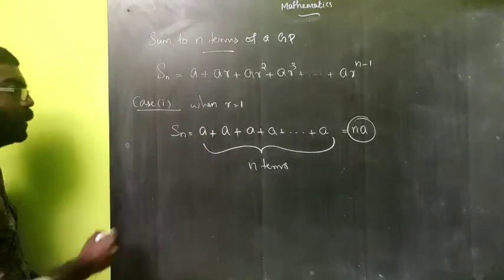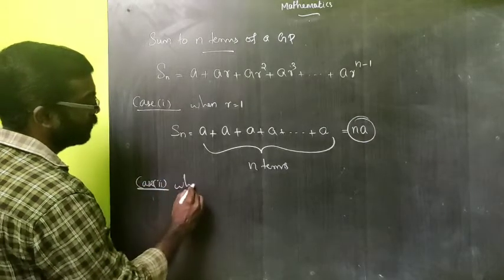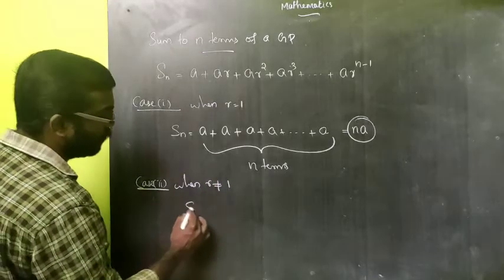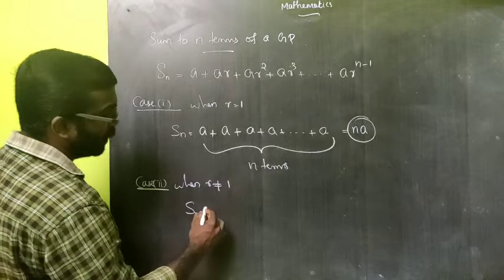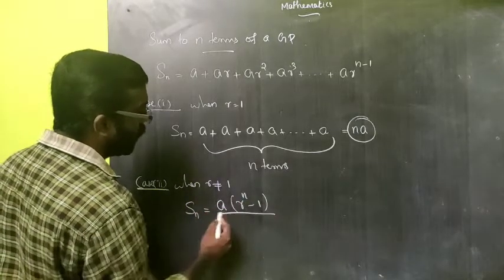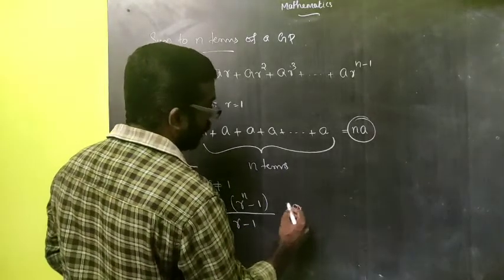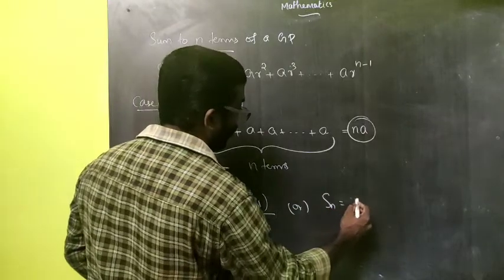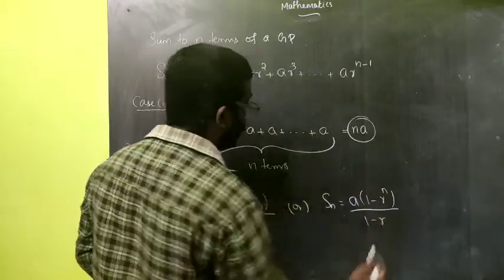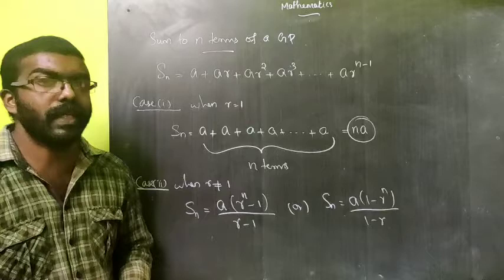na. And case 2 is when r is not equal to 1. And when r is not equal to 1, we have two formulas for finding Sn. One is Sn is equal to a into r raised to n minus 1 divided by r minus 1. And another one is Sn is equal to a into 1 minus r raised to n divided by 1 minus r. So these are the two different formulas to find the sum to n terms of a GP.